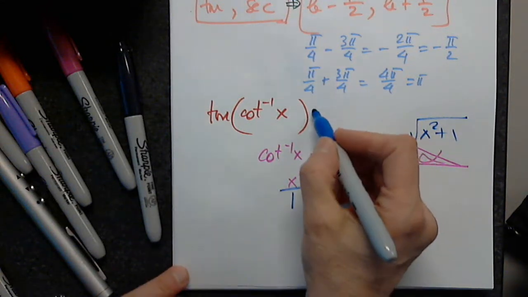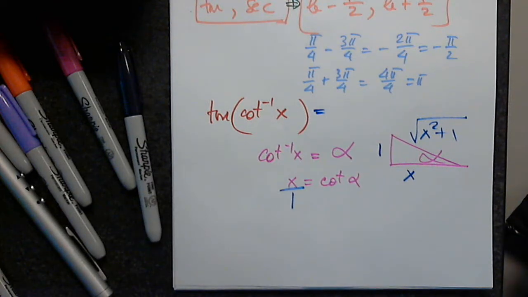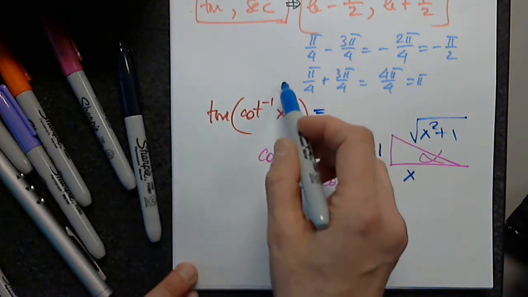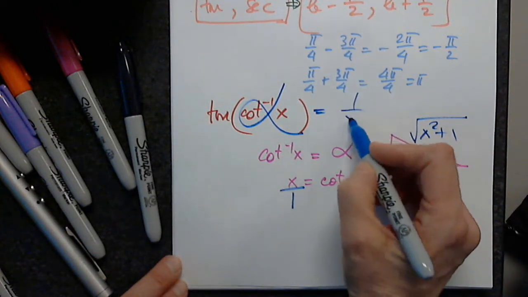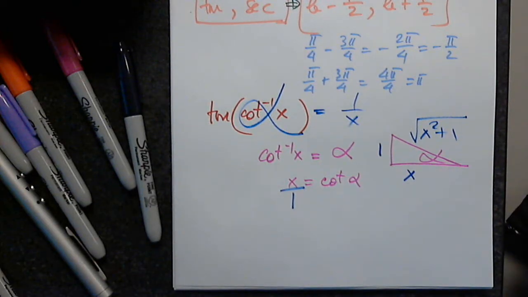Okay, it turns out that we don't even need it. So what is this? This is tangent alpha. 1 over x. Is this okay? Oh, yeah.